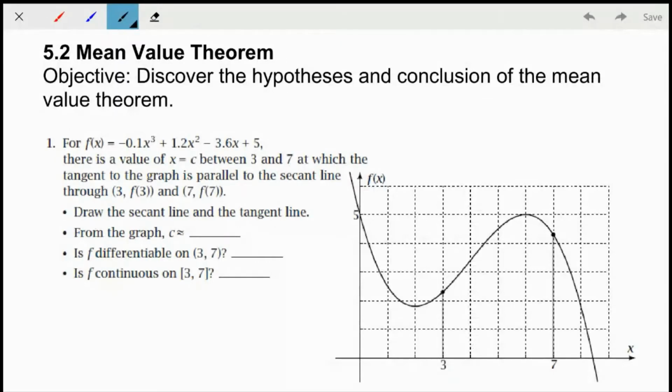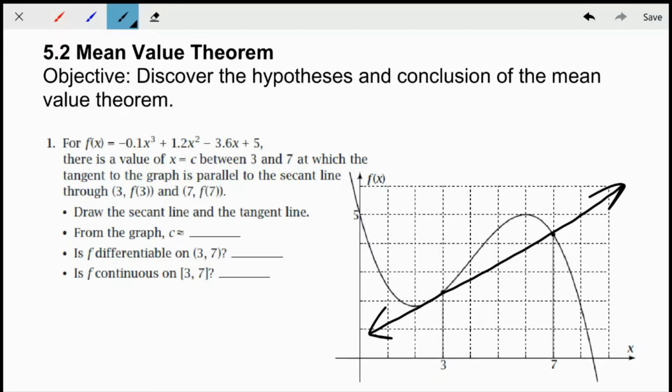You can see it's a cubic function. And it says there's a value of x equals c between 3 and 7, at which the tangent to the graph is parallel to the secant line through 3 and 7. So it says draw the secant line and draw the tangent line. Well, for the secant line, what we're looking at here is essentially getting a line that goes through those 2 points. So that's my secant line.